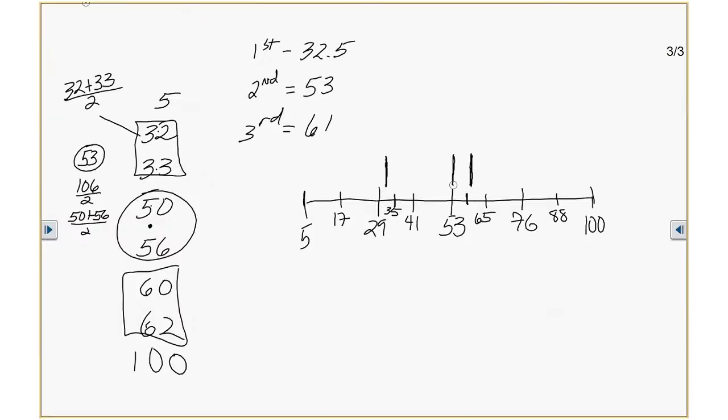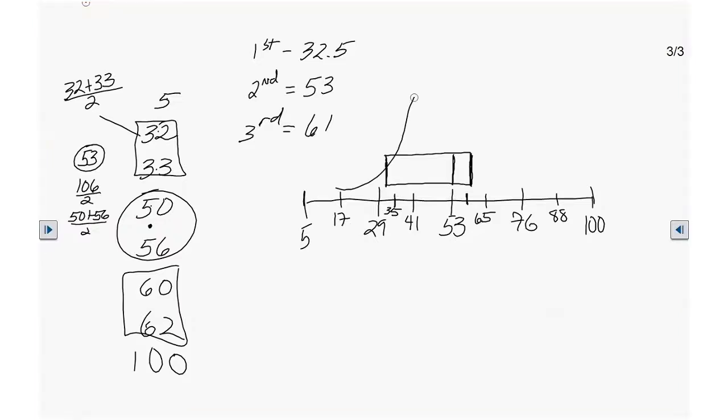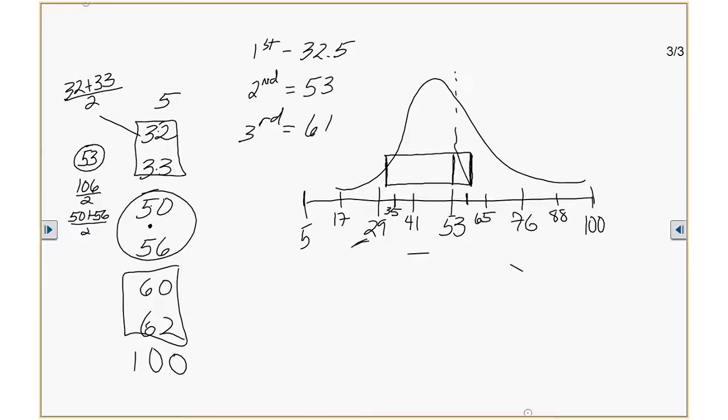Uh-oh. It's skewed. In other words, all your data is on the left of the center. So it looks like this. Is it skewed left or right? Skewed right.